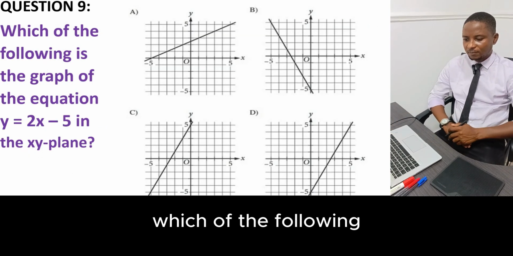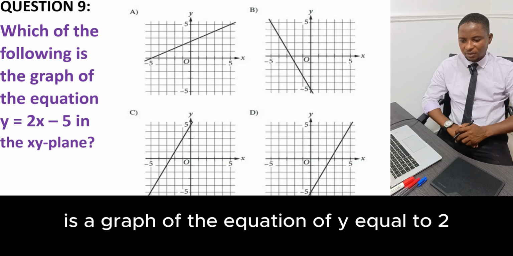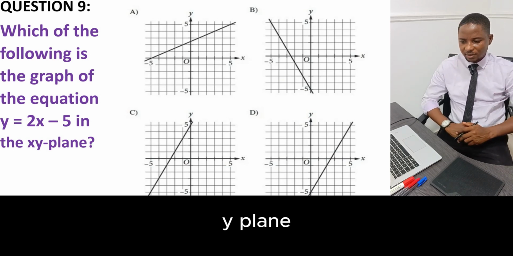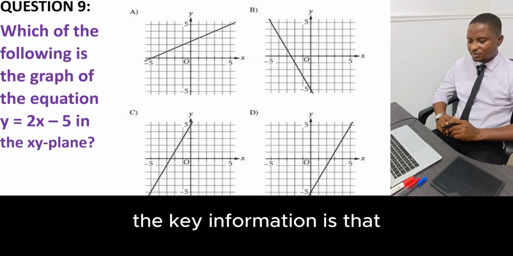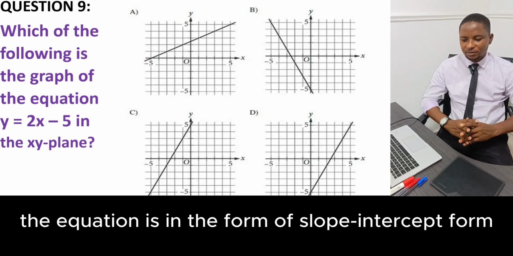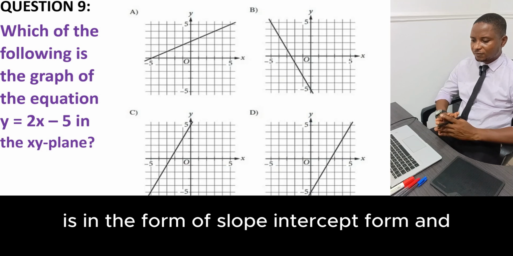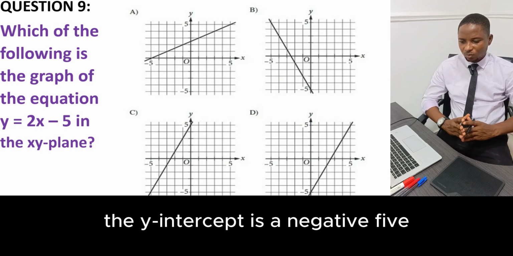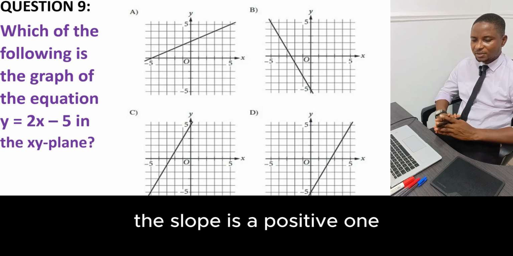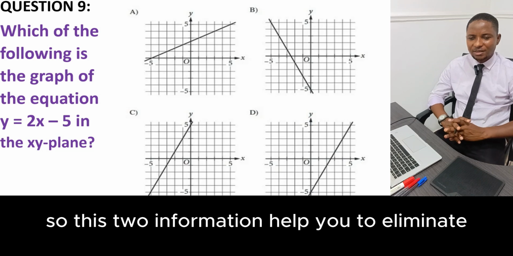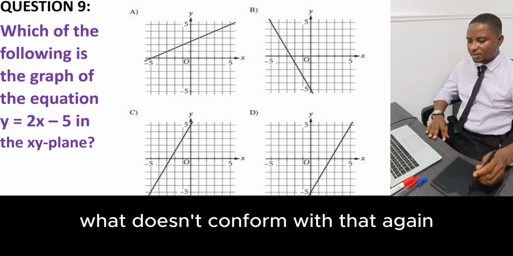Which of the following is the graph of the equation y equal to 2x minus 5 in the xy plane? The key information is that the equation is in the form of slope-intercept form. And the y-intercept is a negative 5. The slope is a positive 2. So these 2 pieces of information help you to eliminate what doesn't conform with that.